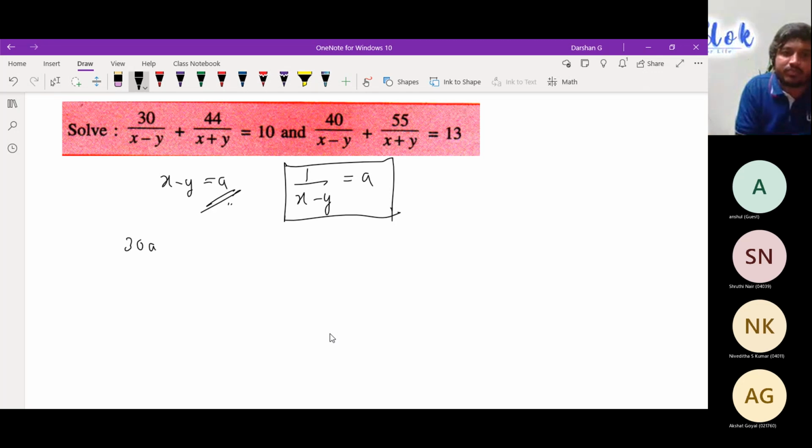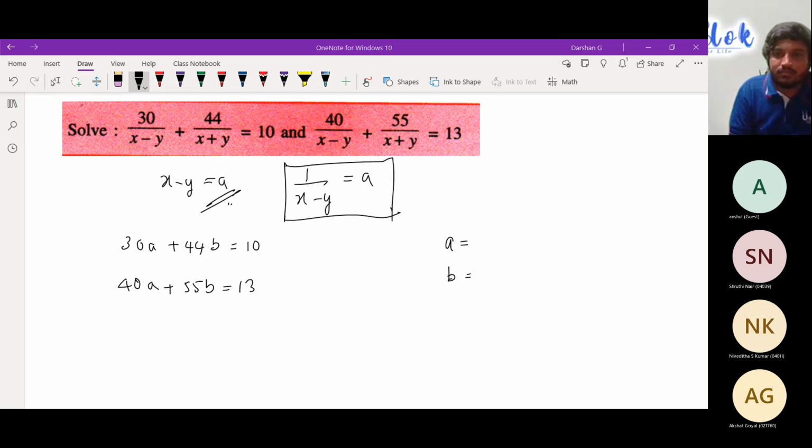It is 30a plus 44b equals 10, right? Similarly, 40a plus 55b equals 13. Who is following the first method and who is following the second method? Anybody following the first method? Oh, nobody is following the first method. Okay, do the second method. Same elimination, same drill, nothing much difference. I don't feel there is any difference. Find A and B. Let's see what the answer will be.